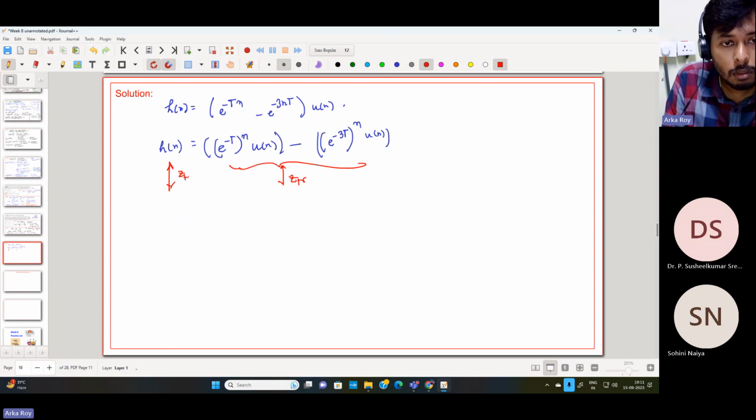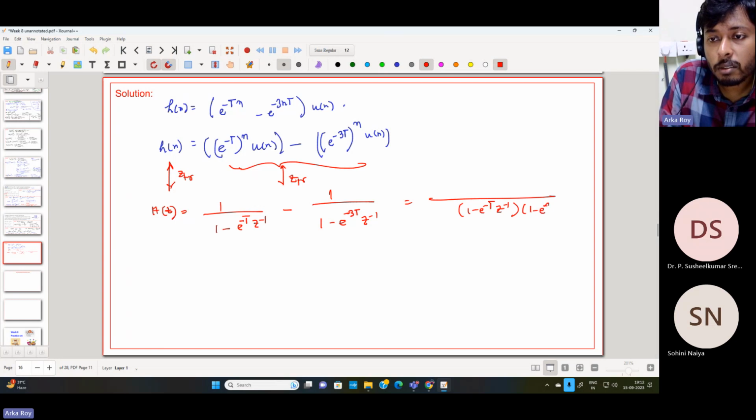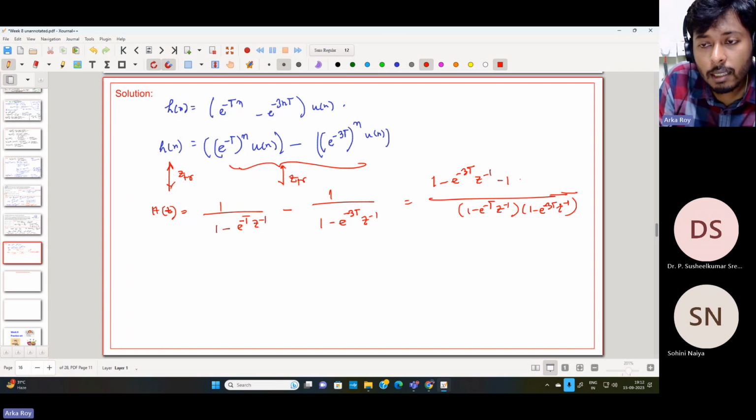If I take the Z transform on both sides, it will give me H(z), and then it will give me 1 divided by 1 minus e to the power minus T z to the power minus 1, minus 1 divided by 1 minus e to the power minus 3T z to the power minus 1. Now if I combine these two, I will get 1 minus e to the power minus T z to the power minus 1, 1 minus e to the power minus 3T z to the power minus 1, and then in the numerator, 1 minus e to the power minus 3T z to the power minus 1, followed by minus 1, and then plus e to the power minus T z to the power minus 1.